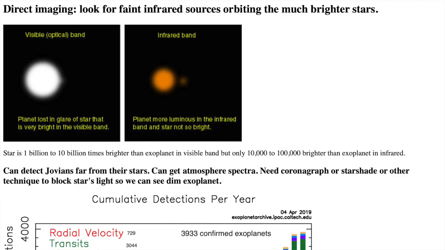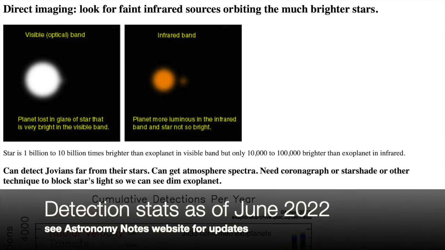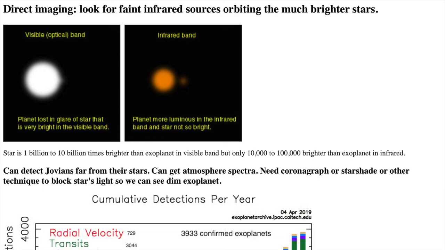For those who prefer seeing something directly to believe it, there's the direct imaging technique, which looks for very faint exoplanets orbiting much brighter stars. 60 exoplanets have been found so far through direct imaging. In the visible wavelengths band, a star will be 1 billion to 10 billion times brighter than the exoplanet, but in the infrared, the star is much dimmer, and the exoplanet is at its brightest in the infrared, so the contrast ratio between the star and planet is only 10,000 to 100,000 to 1. The star's still bright, but much less so.